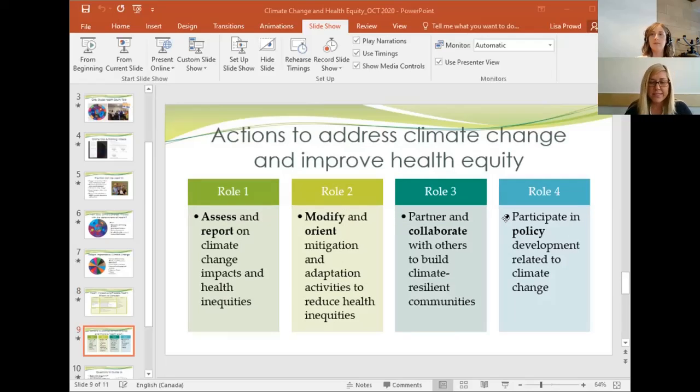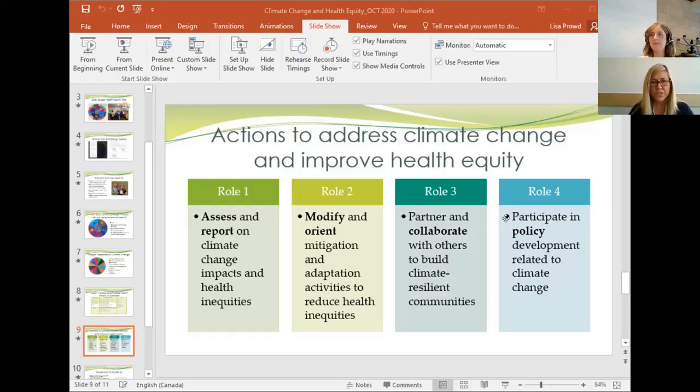So what actions can we take to address climate change and improve health equity? Well, these 4 roles are outlined in a document called Centering Equity in Emerging Public Health Responses to Climate Change from the National Collaborating Center for Determinants of Health. These 4 actions align with the required approaches that are already being implemented here at Public Health for health equity, but they are also relevant to any sector focusing on health equity planning related to climate change.